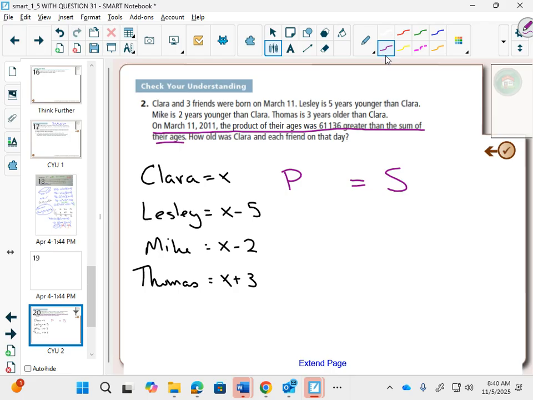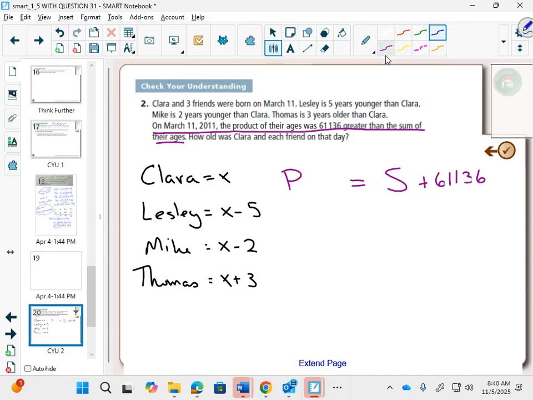Not yet. I'm going to make an equation. I need to figure out which side I need to add 61,136 to make them equal. Well, the product was greater, so in order to make them equal, does it make sense that I would need to add the 61,136 to that side? And now I'm going to go to the algebra.